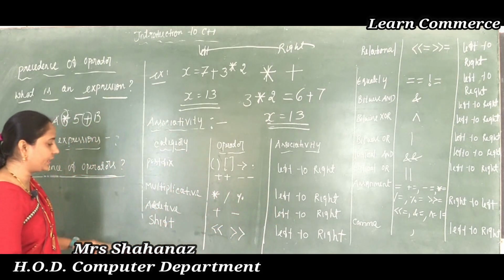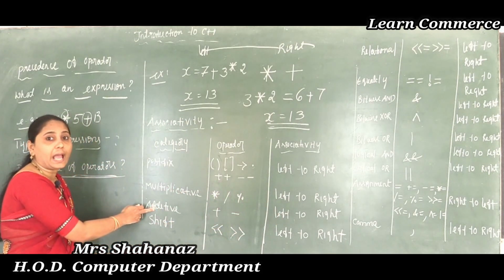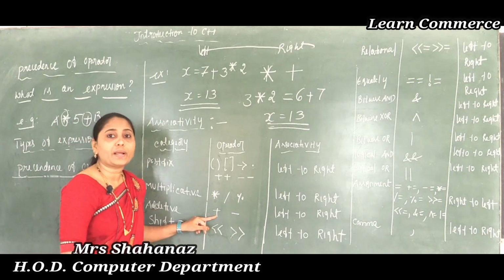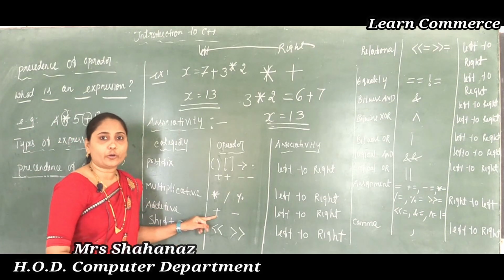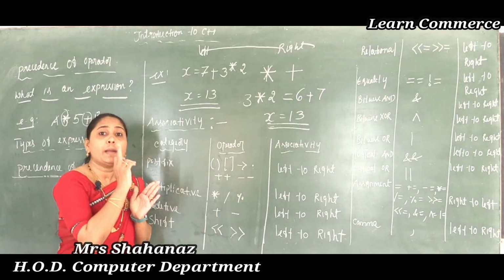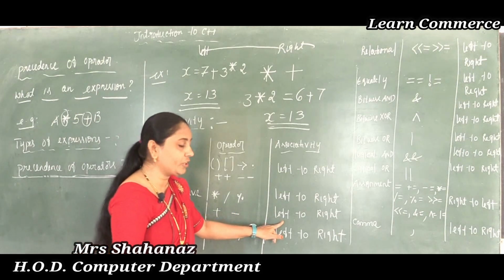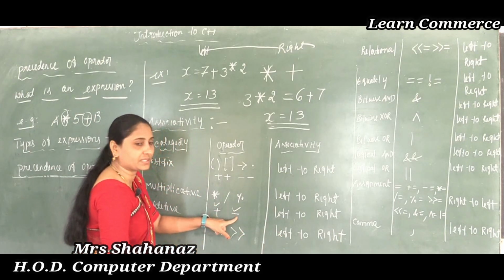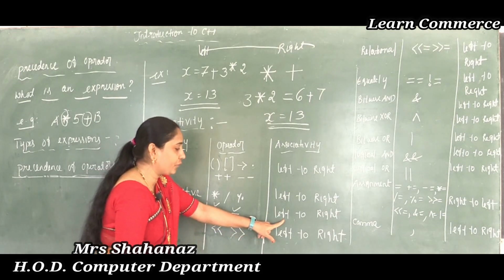And later, next one is the additive operator. So the operators are plus and minus. That means when you compare plus and minus, first of all we need to give importance to the plus operator. So that is going to calculate from left to right. That means plus, later the minus. Okay, left to right here.